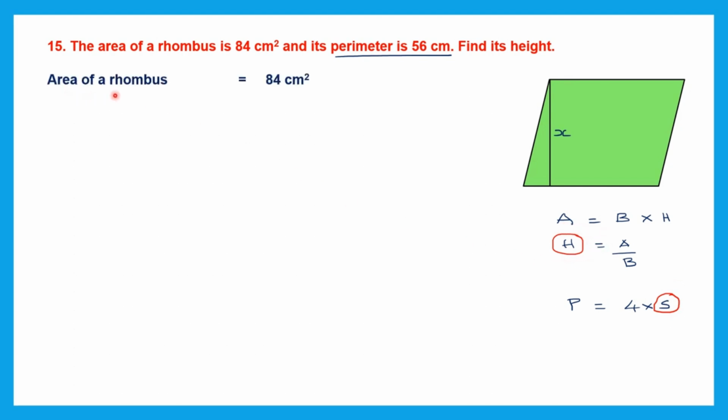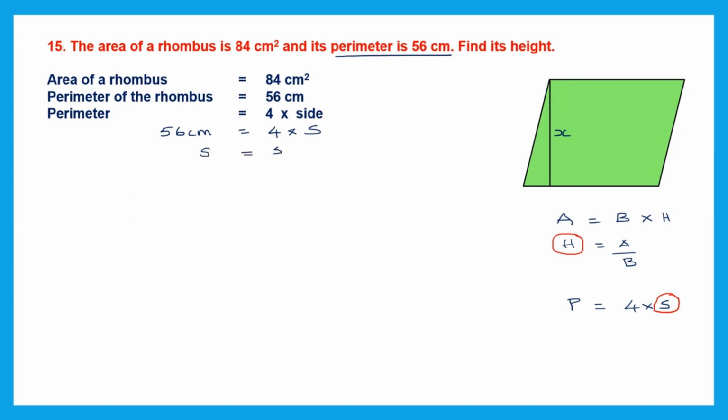So let's begin. Area of the rhombus is 84 centimeters square given to us. Perimeter of the rhombus is also given to us. Now we are going to use the formula for perimeter to find the side, and that formula is 4 into side. Perimeter is already given to us, so 56 centimeters equal to 4 into side. 4 into side we don't know, so we're going to bring it to the left hand side, and on the right we have 56 centimeters. This time we're going to divide it by 4. 56 divided by 4 is 14. So now that we know that the side is 14 centimeters, we can find the height.